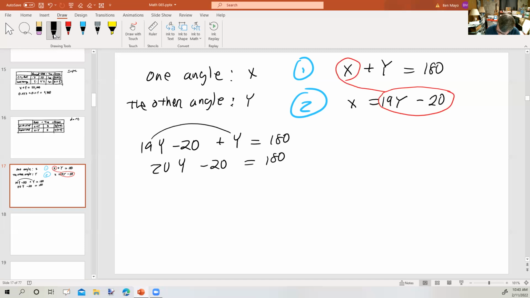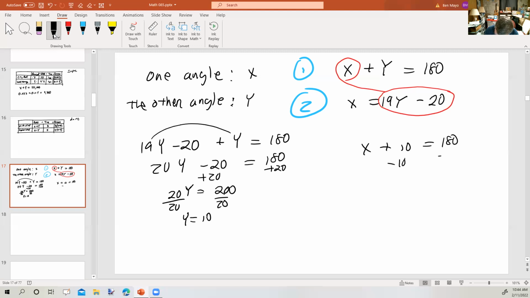Oh, and I should have said after I made the substitution, so step 3 there, I have my one equation with one unknown. Solving it, we'll add 20 to both sides of the equation. 20y equals 200. Divide both sides by 20, y equals 10. All right. Now, if y equals 10, I'm going to go back and plug that into either one of the original equations. I'm going to plug it into equation number 1. So I get x plus 10 equals 180. Subtract 10 from both sides, x equals 170.